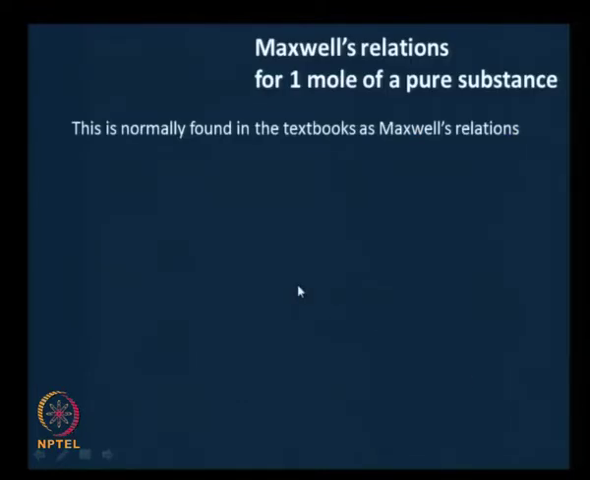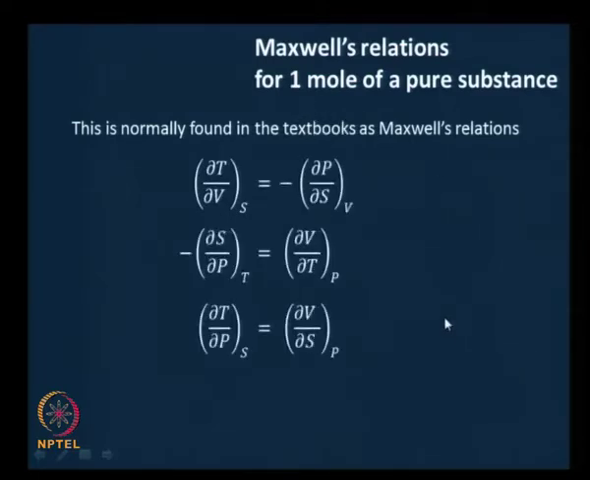And what you will find in a textbook predominantly is Maxwell's relations for 1 mole of a pure substance, and that is this, which you can also get by the earlier relations that we gave, except that we do not consider ni and the total values and so on, since this is 1 mole of a pure substance.